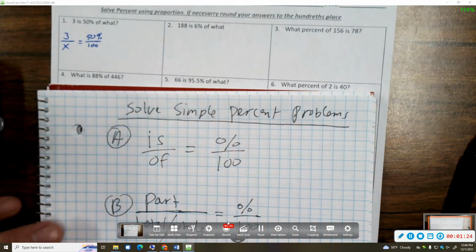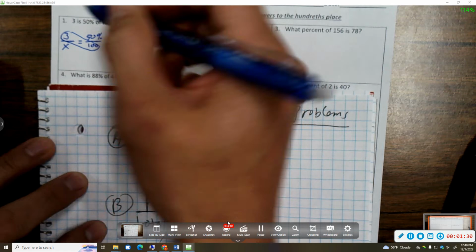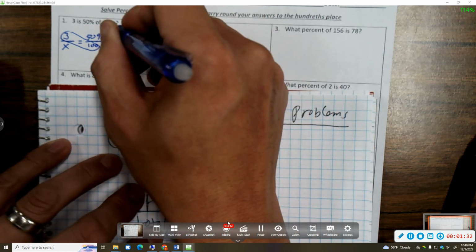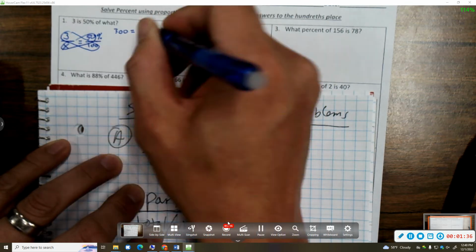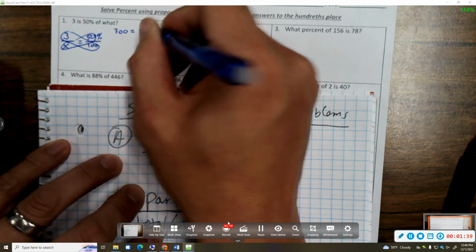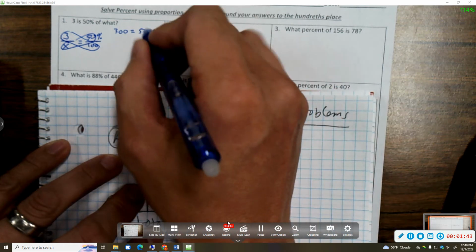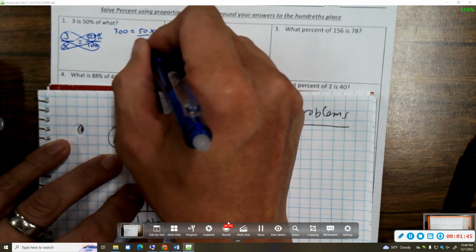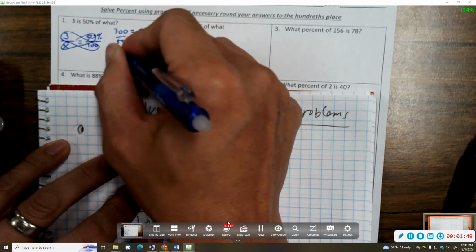Again, you can use a calculator, so go ahead and just cross multiply. That's 3 times 100, which gives me 300. And then x times 50 is 50x. Please write the equal sign and show your work, okay? So it's 50x, so I divide by 50 on both sides. And 6 is equal to x.